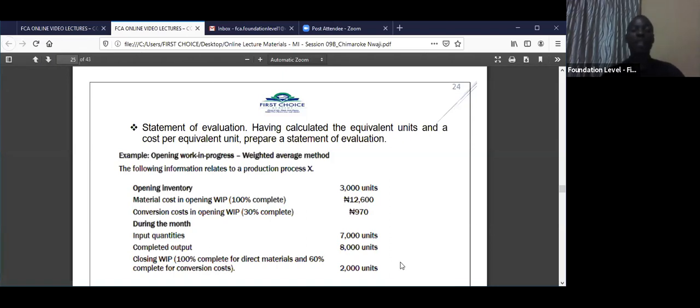Let me explain again before we go further. We have 3,000 units of opening inventory, right? We now have 7,000 units input. Everything should have been 10,000, right? Now out of that 10,000, 8,000 is completed, while 2,000 is closing work in progress, which is 100% complete for material and 60% complete for labor or conversion.